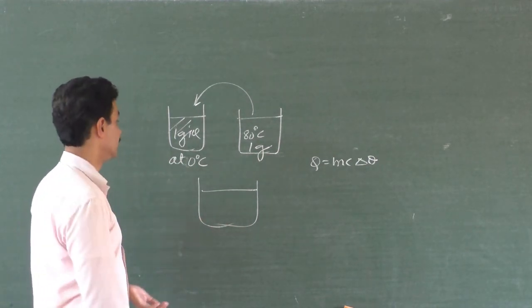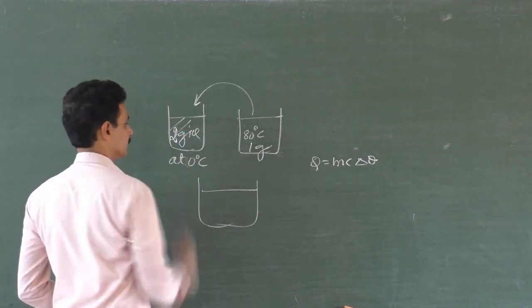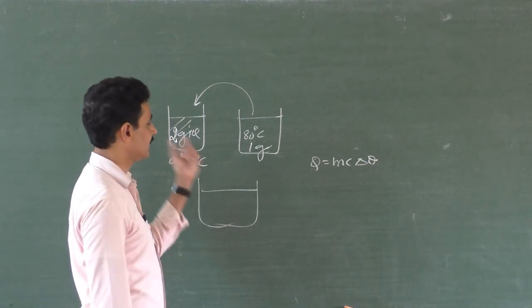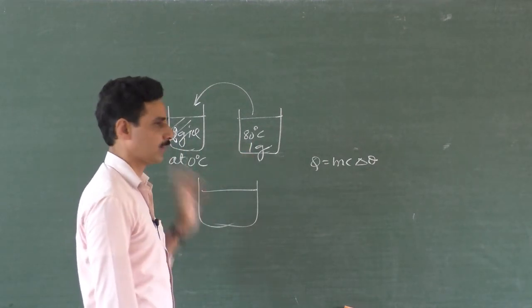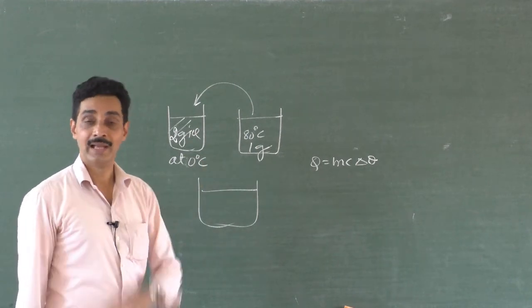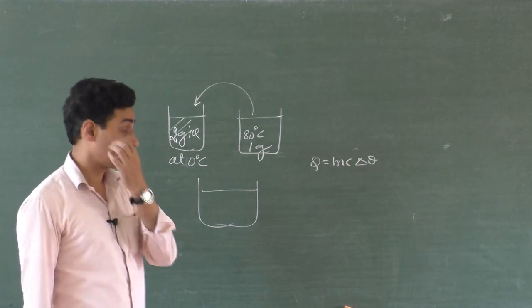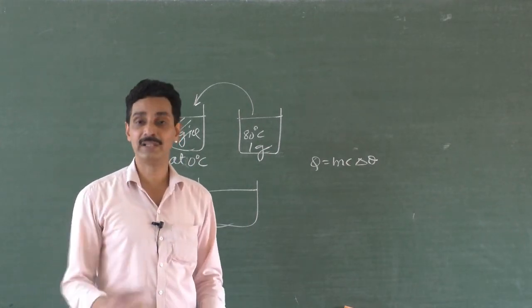Now suppose this is 2 gram ice. What we will do? 2 gram ice at 0 degree Celsius, and 1 gram of water at 80 degree Celsius. Now mix them up. What will happen? Again the resultant temperature is 0 degree Celsius, because of course the resulting mixture will not be completely water.